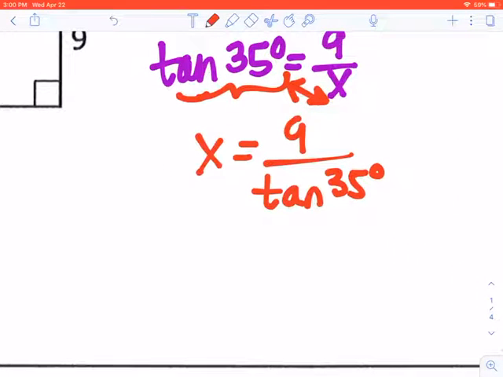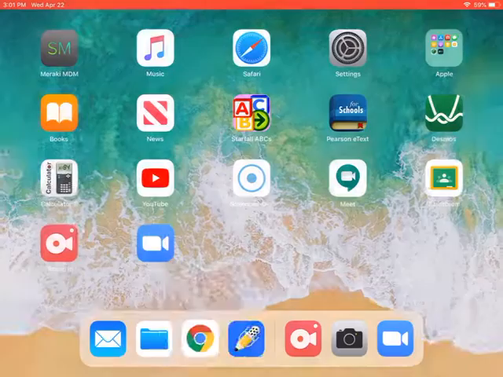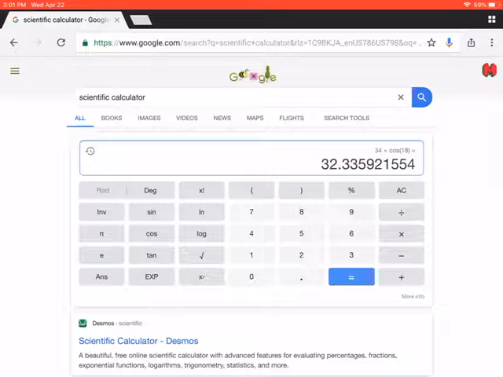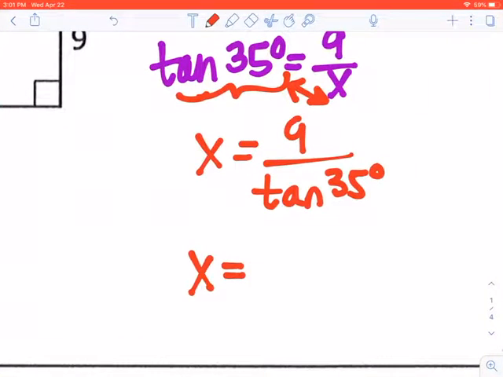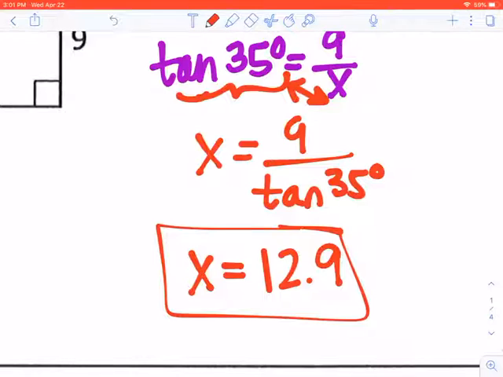And then again, this is something you plug in your calculator. You take 9 and you divide it by tan 35. So I'm going to come over to my calculator. Let's clear all this. Oops. And I hit 9 and I hit divided by tangent of 35. Close my parenthesis, and rounding to 1 decimal, I see it's 12.9. So I'm going to come back here, and I see that my x value is 12.9. And we are done.